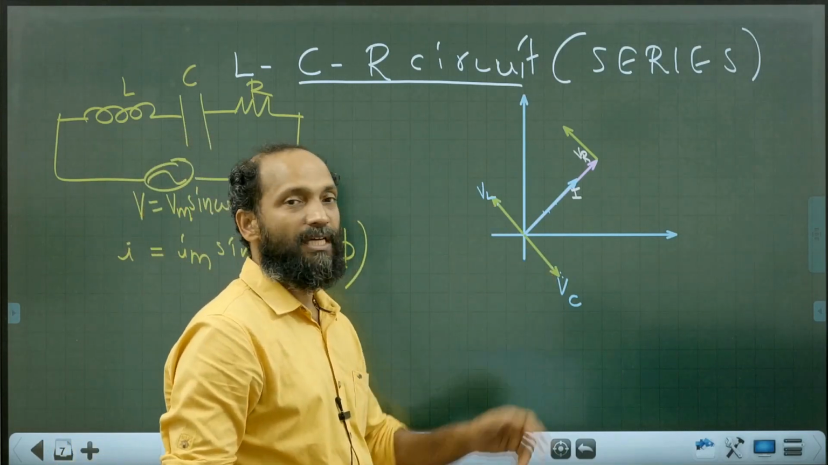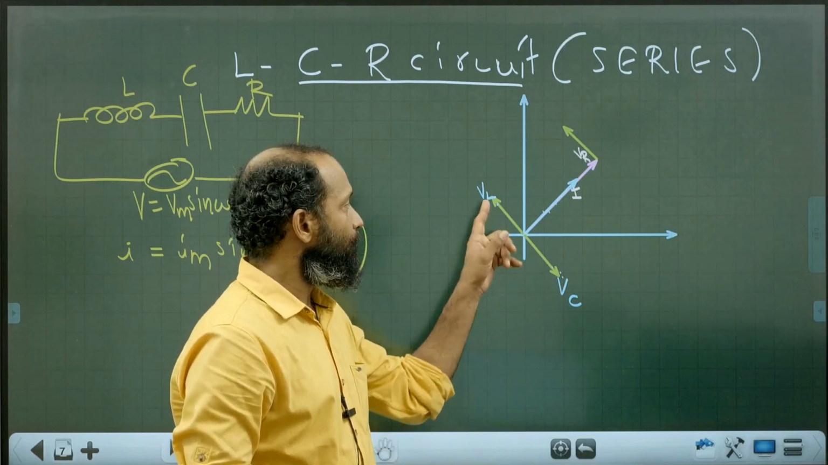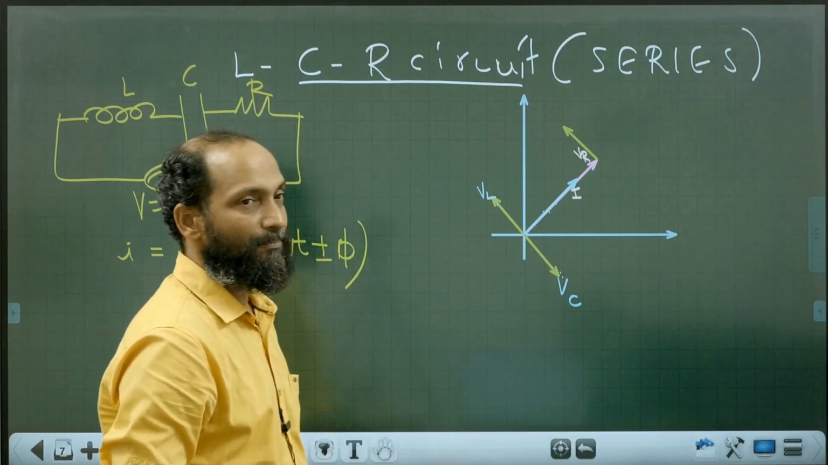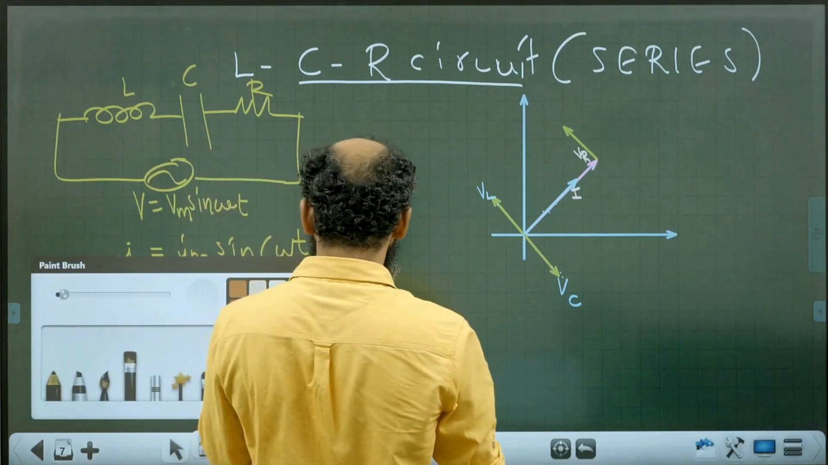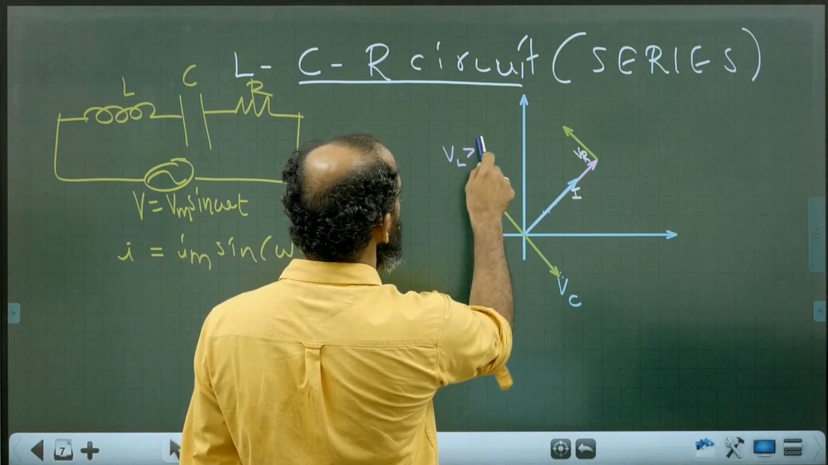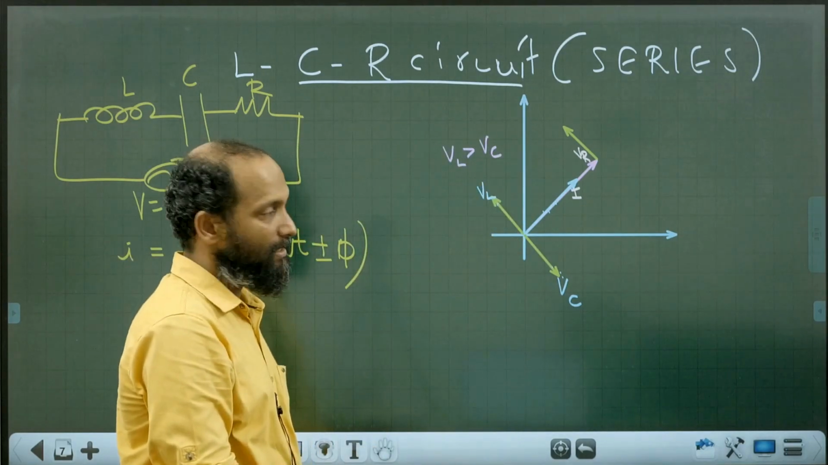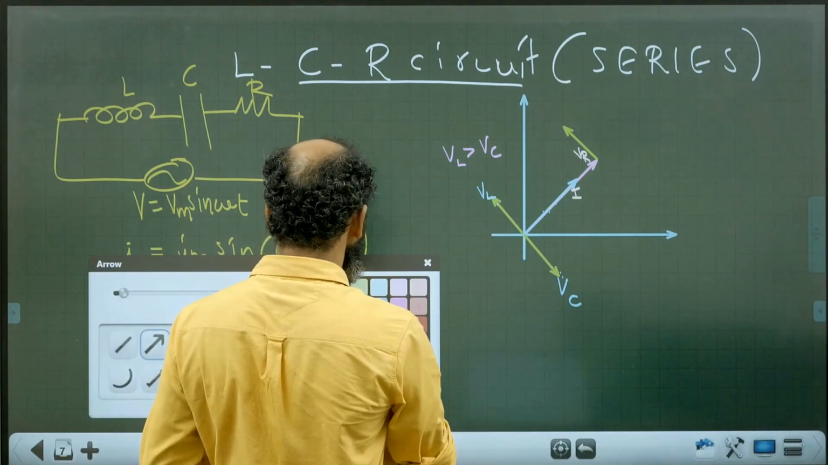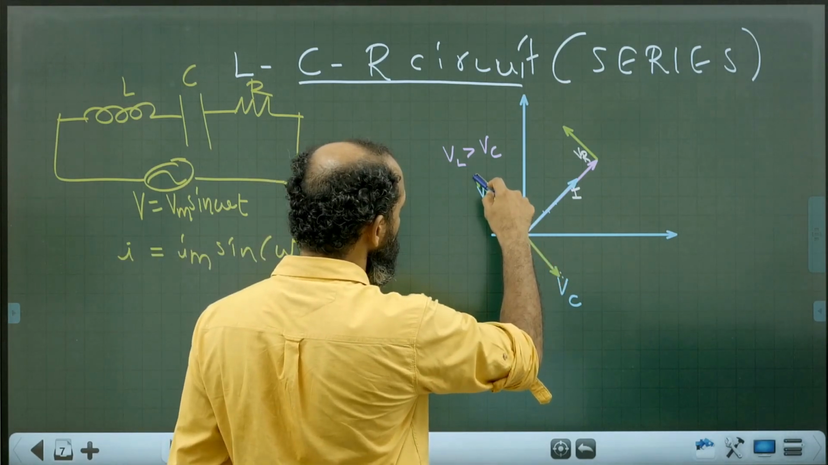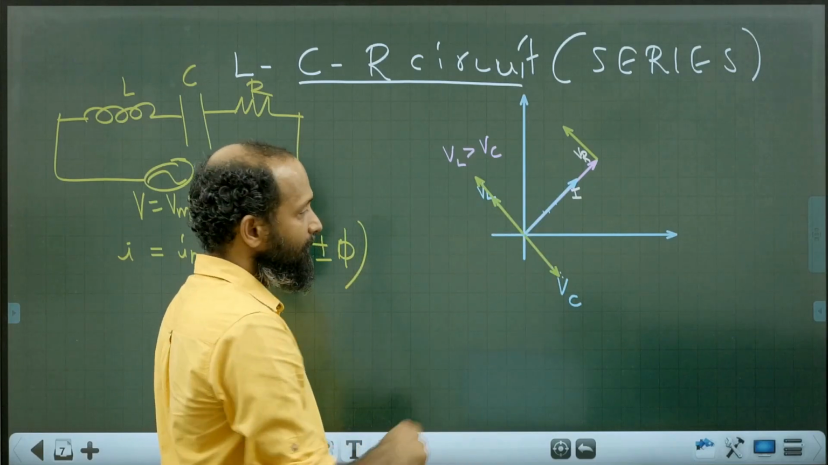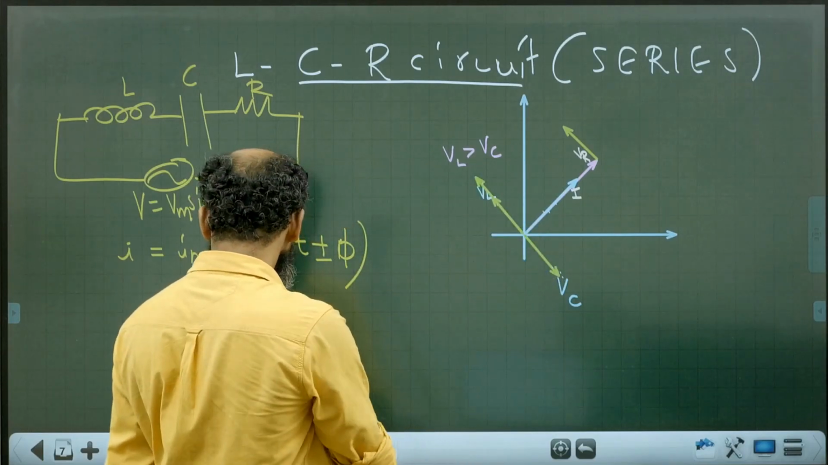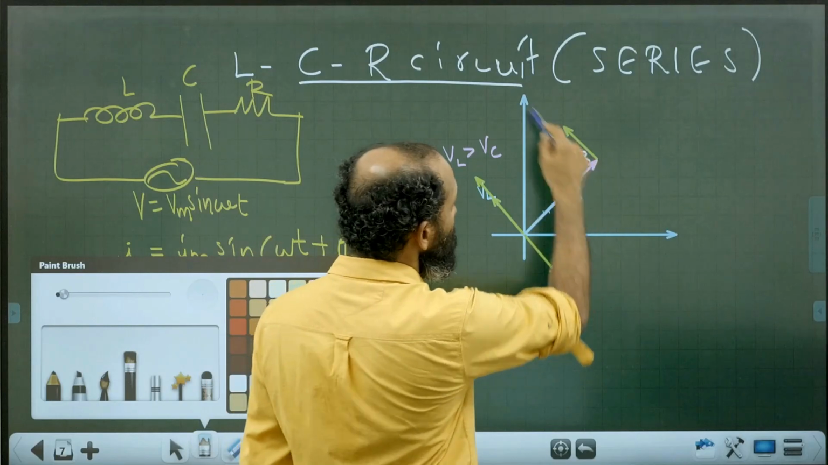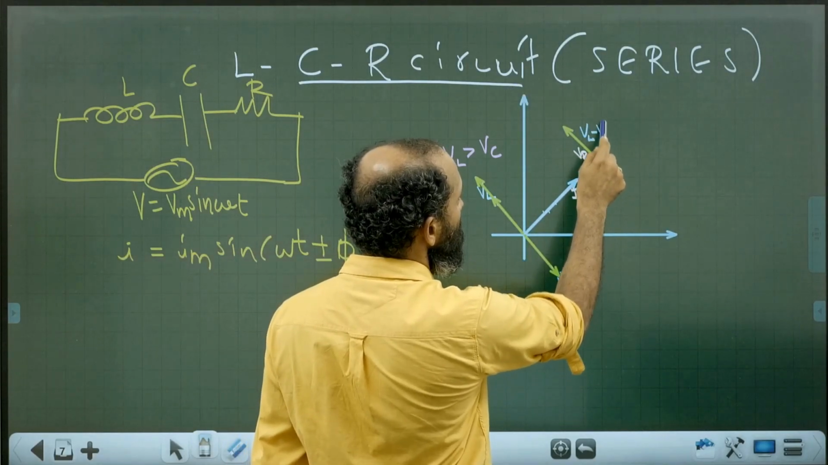Also, VL and VC are 180 degrees out of phase. So we have to subtract VL and VC. Suppose that VL is greater than VC. VL is greater than VC for this picture. That's why the difference would be VL minus VC. So let me draw that a little longer. So the difference would be along upward, and that is called VL minus VC.